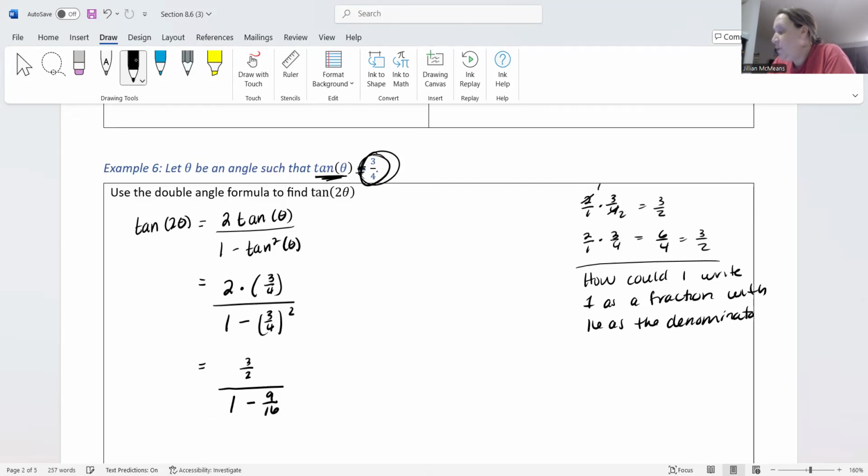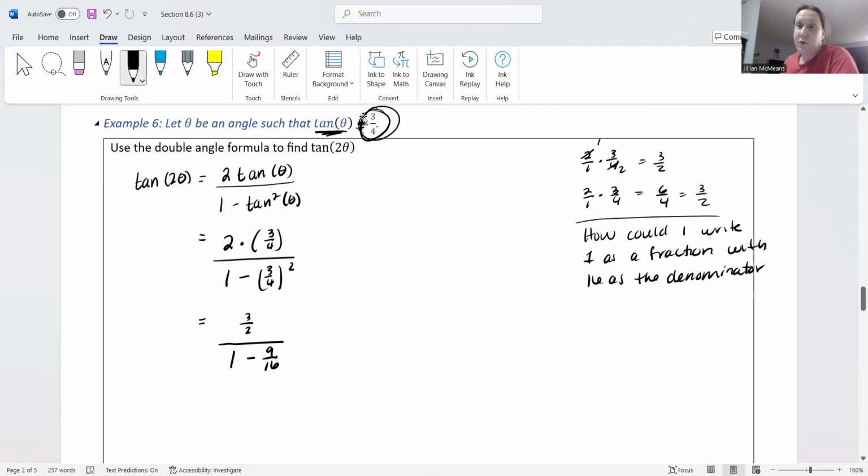I need to do a little bit of work in my denominator here. I need to figure out what 1 minus 9/16 is. So I need to find a way to rewrite that 1 in fraction form with 16 as the denominator. So for now, the 3 halves in the numerator is going to stay 3 halves. The 1 in the denominator, I'm going to write it as 16 over 16. And now I can subtract 9 over 16.